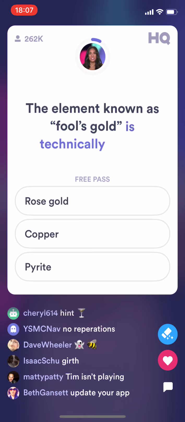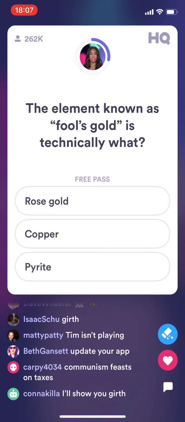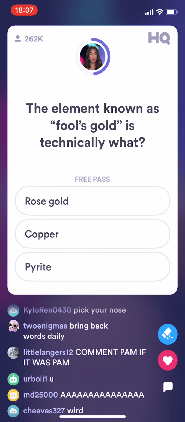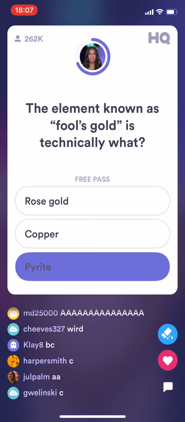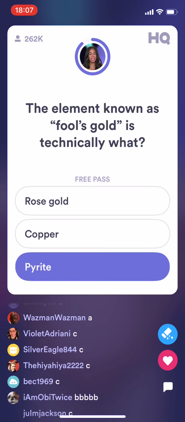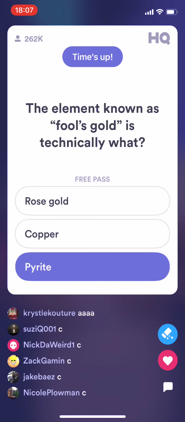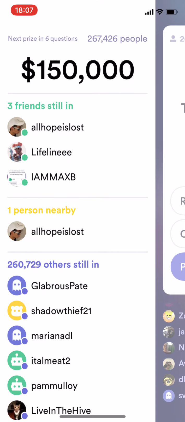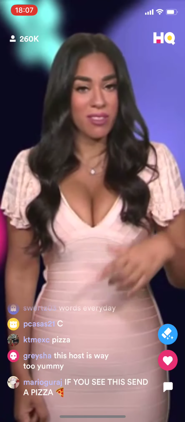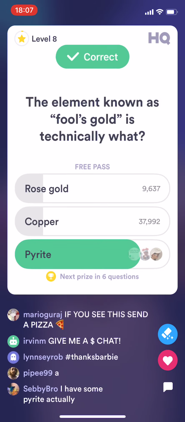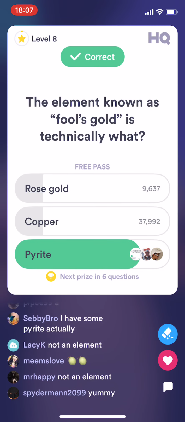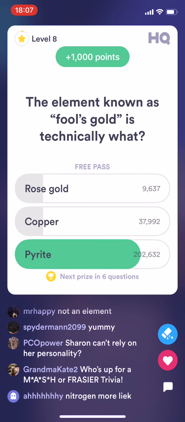Q3. The element known as fool's gold is technically what? Rose gold, copper, pyrite. Don't be fooled by the fake gold. Because all that glitters is not gold, and this stuff is not worth half as much. Pyrite? Are you right? 202,000 of you are.